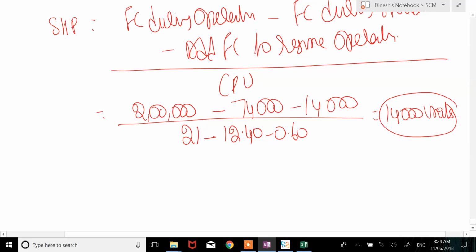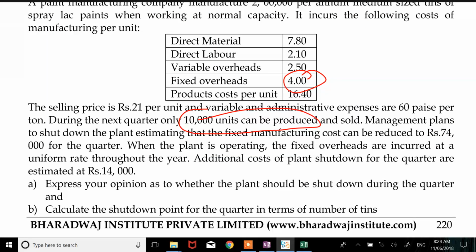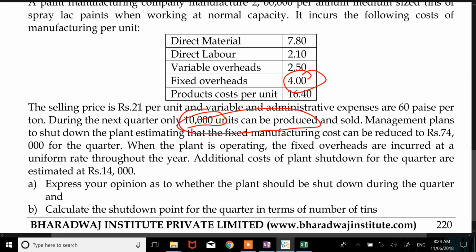With this you are going to answer part 1. 14,000 units is the shutdown point. Should we shut it down? Express your opinion as to whether the plant should be shut down. The company should shut down the plant because what level we are expecting? 10,000 units, whereas shutdown point is 14,000. Below 14,000, shut down the operations.